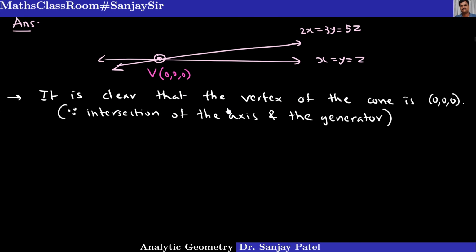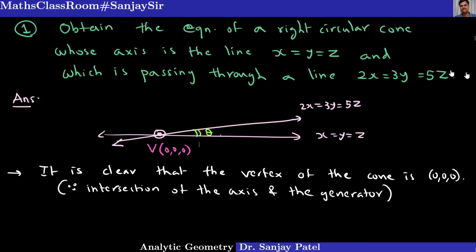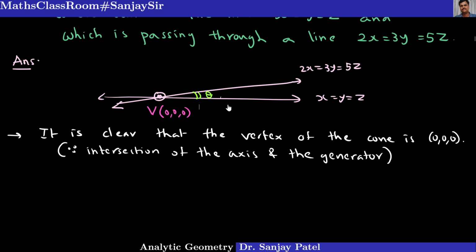Now to find the equation of the cone, we need those values alpha, beta, gamma, etc. And the value of theta also. What is the angle theta? Angle theta is the semi-vertical angle that is not given in the question or in this problem. So we would like to find theta, or say cos theta value, which is required in the equation of the cone. This theta is the angle between this direction and this direction.